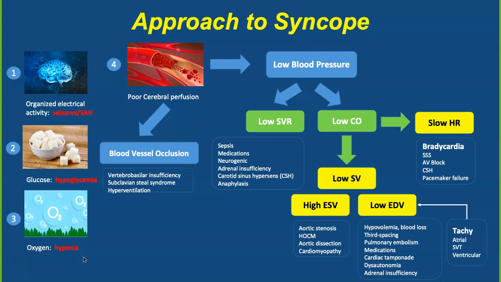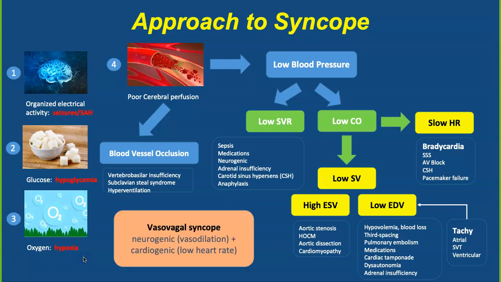So I know that this is a little bit of a more complicated schema than we've seen before. The most common cause, or one of the most common causes of syncope, is actually vasovagal syncope, and that's actually a combination of neurogenic syncope and cardiogenic syncope resulting from vasodilation and low heart rate.